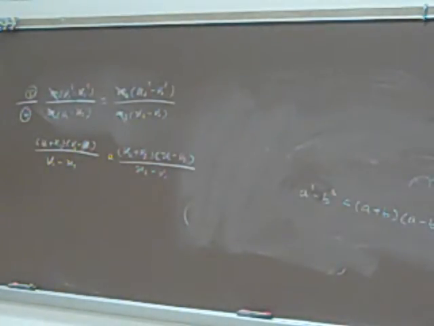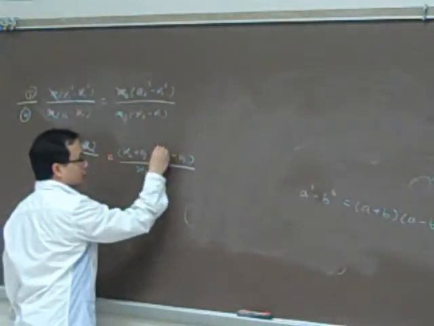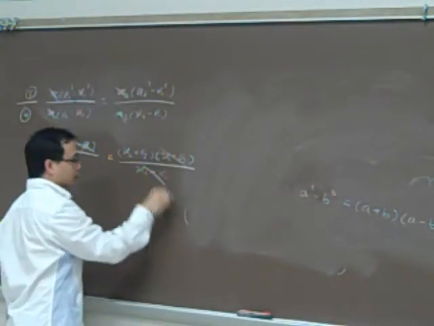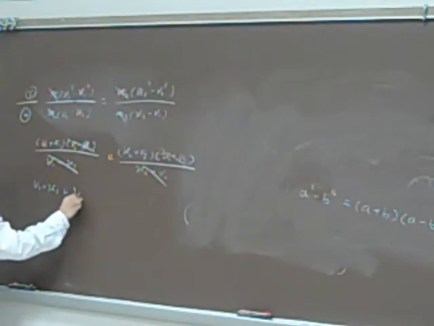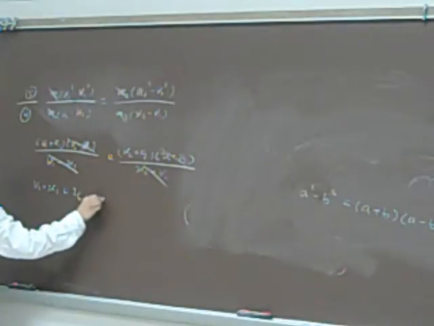And after that, you can see I get a big cancelling, right? This v1 minus u1 cancels this v1 minus u1. This u2 minus v2 cancels u2 minus v2. So actually I get v1 plus u1 equals u2 plus v2.